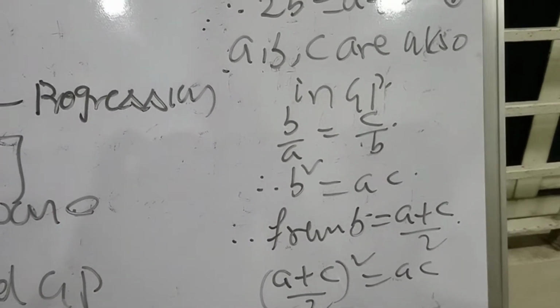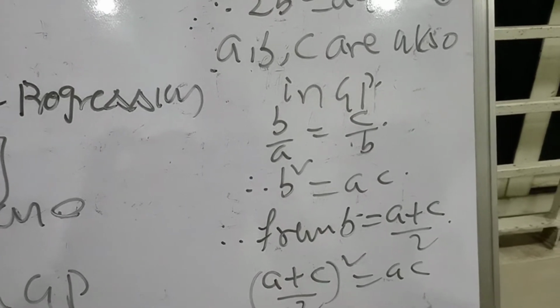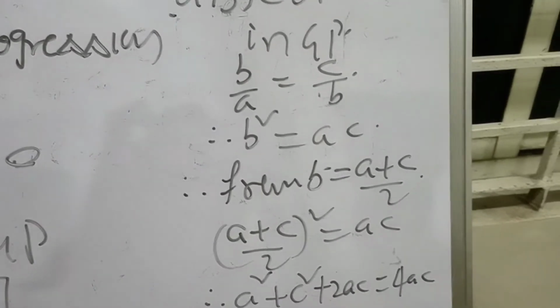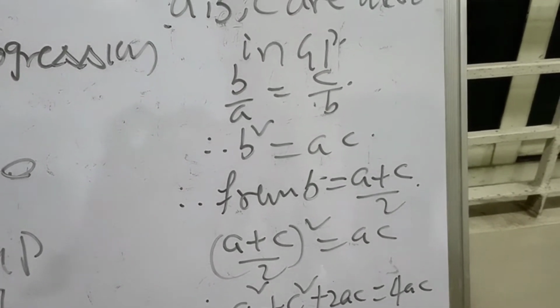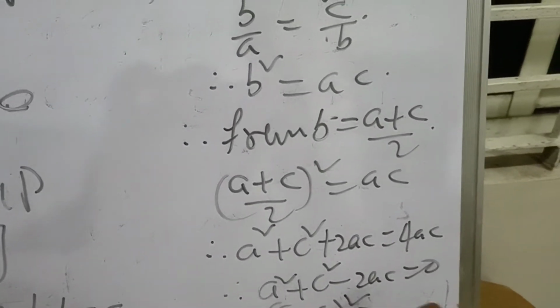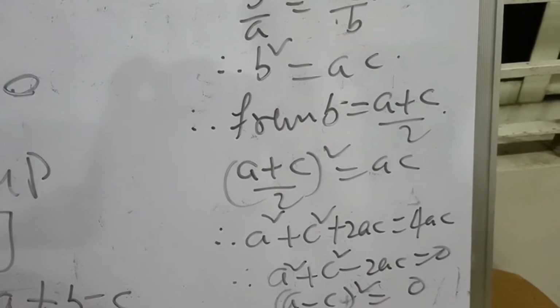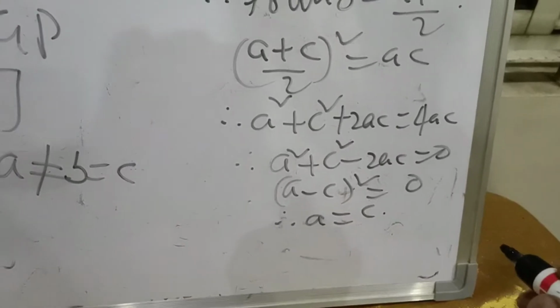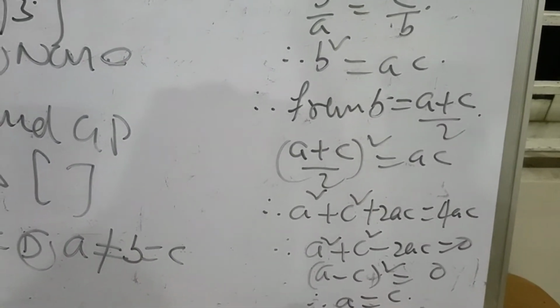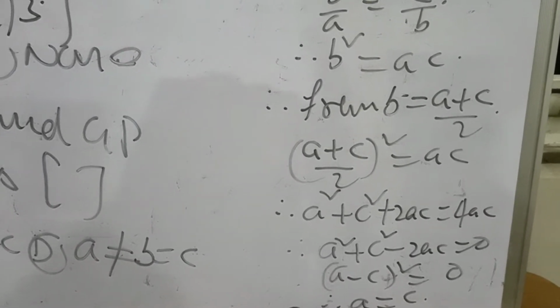Therefore, (A square plus C square plus 2AC) by 4 is equal to AC. A square plus C square plus 2AC is equal to 4AC. A square plus C square minus 2AC is equal to 0. (A minus C) whole square is equal to 0. Therefore, A is equal to C. So, A is equal to C, let it be the first result.